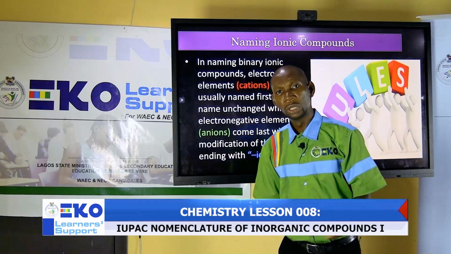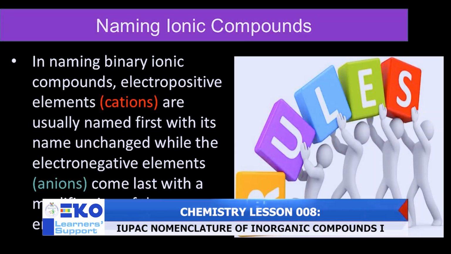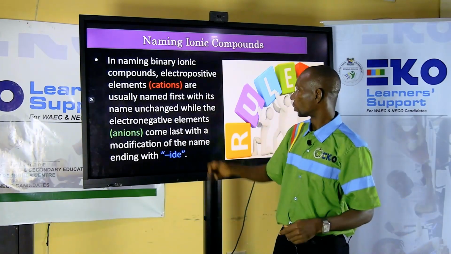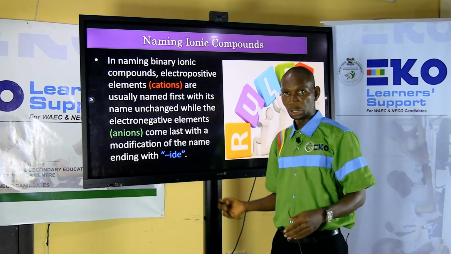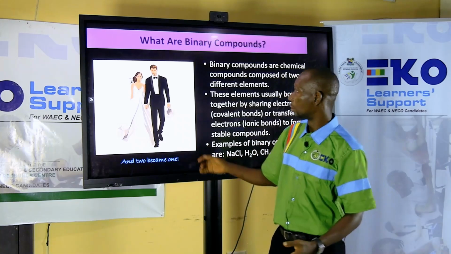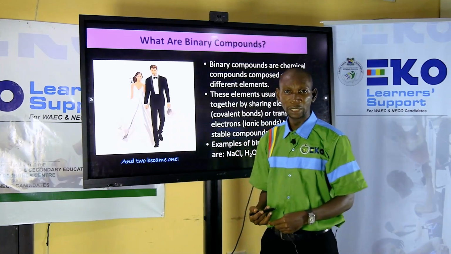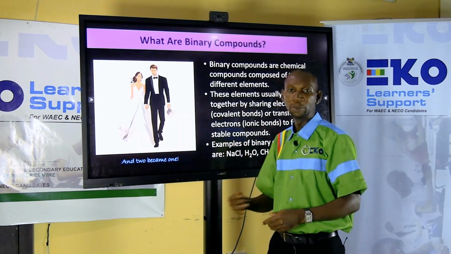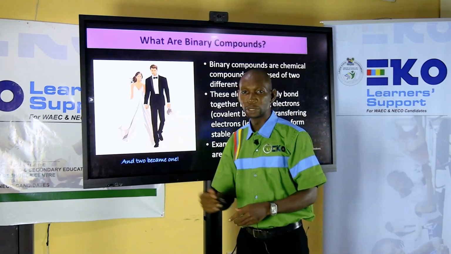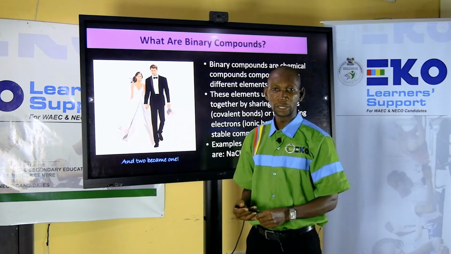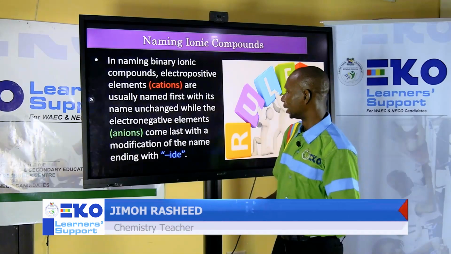All you need to do is name the first element, which is usually the cation. The cation is the metal. So you name the metal, and of course the non-metal is going to have to change its name. If you look at this picture again, you will see that when a man and a woman come together in marriage, most times the woman has to change her name to the name of the man. So that means the woman there is the anion, while the man that is able to retain his name is the cation. This is really lovely, isn't it?